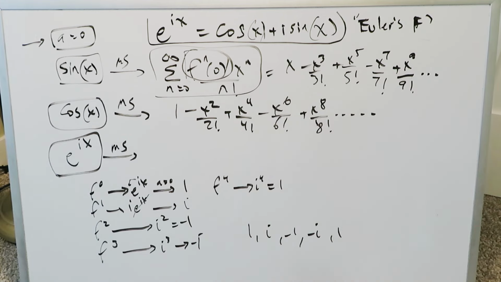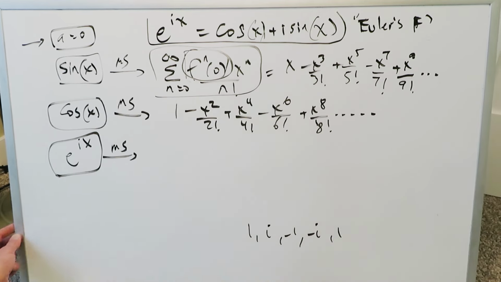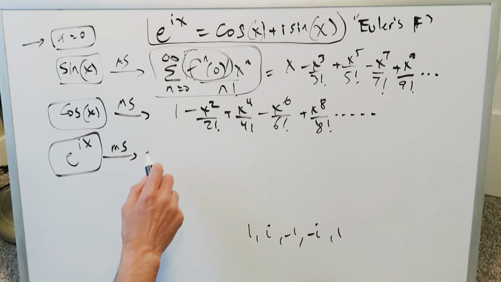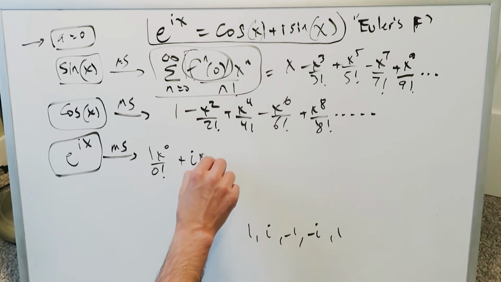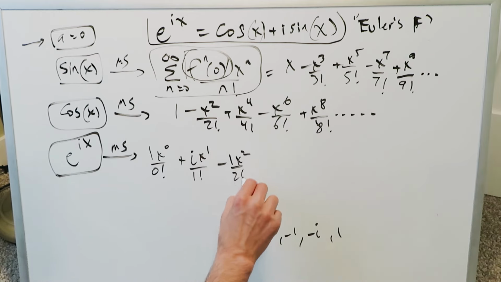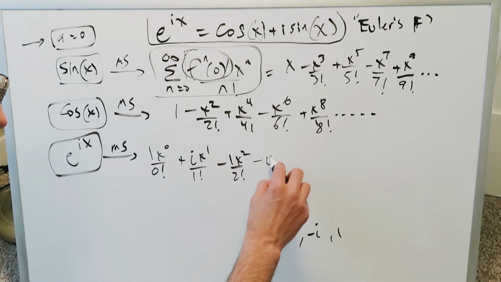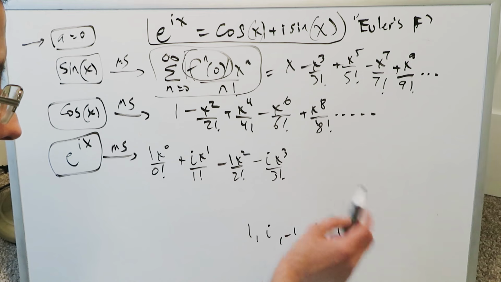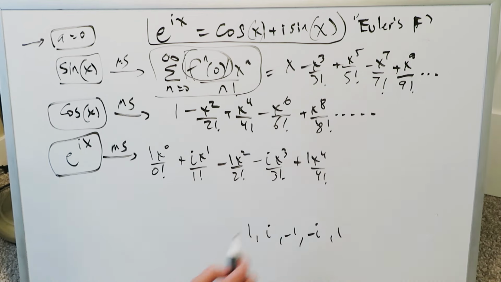You can now use this to start laying out the expansion of this exponential function we have over here, e to the ix. When you do it, look right here what you get. You have 1 x to the power 0 divided by 0 factorial plus i x to the power 1 over 1 factorial minus 1 x squared over 2 factorial. And then you have over here minus i x cubed over 3 factorial plus 1 x to the 4 over 4 factorial. You can extrapolate everything else over here.